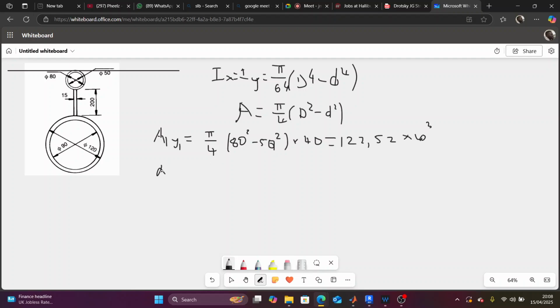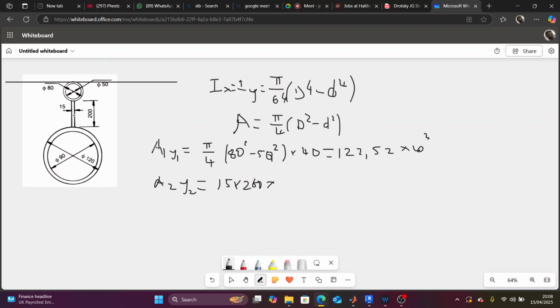Can we go A2Y2? What is A2? It's the rectangular. Do you see it, right? Yeah. So it's 15 times what? 200, right? Now, times what? What is the y? Y is the distance from top. What is the center of gravity of the rectangular? It is at its center, right? Which is what in this case? It is 100. But remember, because we are taking reference from top, what would be the distance then? It's 108.